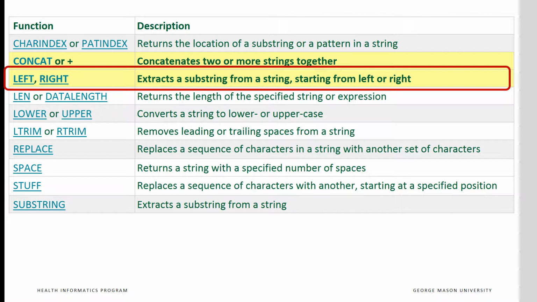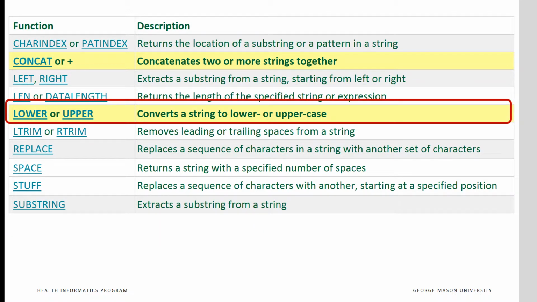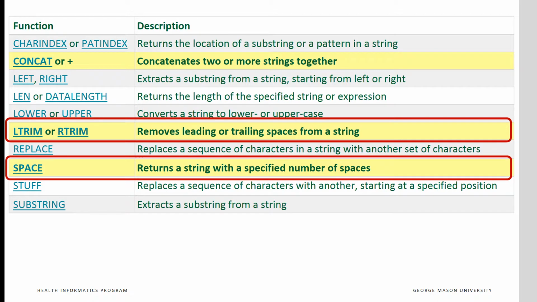The LEFT and RIGHT functions extract a substring starting from left or right. LEN and DATALENGTH functions return the length of the specified string. DATALENGTH returns it in bytes and LEN in number of characters. LOWER and UPPER functions change a string to lower or uppercase so it's easier to read. LTRIM and RTRIM functions remove leading or trailing spaces from a string. SPACE adds them in.